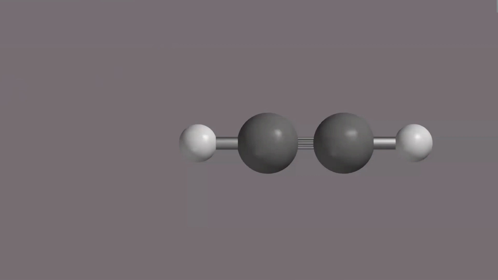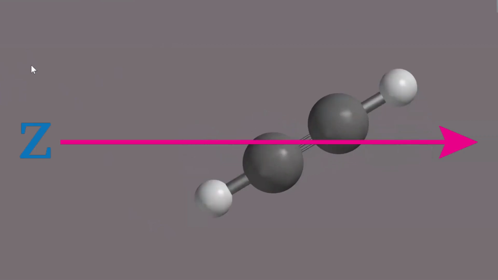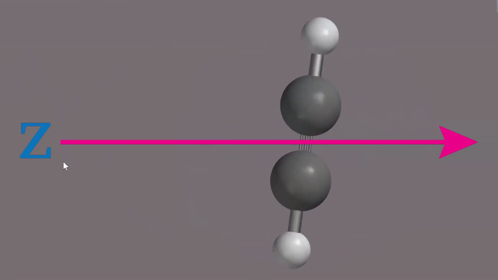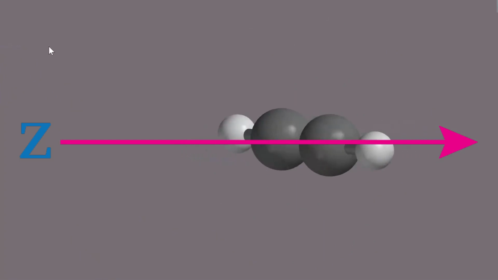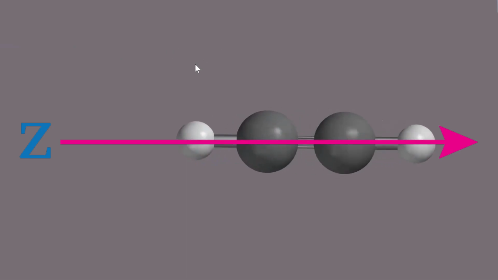Suppose we define the axes so that the z-axis is oriented along the bond. Now imagine what rotation around each of the axes would look like. Rotation around the x-axis makes the molecule twirl like a propeller, and rotation around the y-axis does the same. However, rotation around the z-axis doesn't have any detectable effect on the molecule. Since the molecule is symmetric around the z-axis, rotating around that axis has no effect on the molecule or its energy.